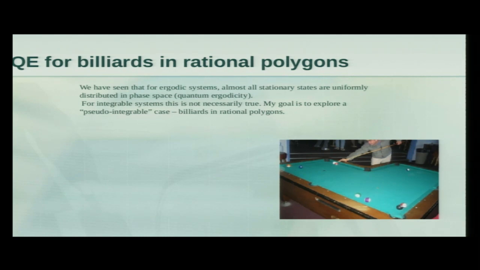Okay, so again, driven by real-world applications, we want to look at billiard systems which are not integrable and check quantum ergodicity for those. Now, for ergodic systems, Schnirelman's theorem says that almost all eigenfunctions are uniformly distributed in phase space. And for integrable systems, this is definitely not true. But nonetheless, I want to explore what happens, for instance, in this kind of billiard, an L-shaped billiard. An L-shaped billiard is a special case of a rational polygon, for which there are many people here working on this.